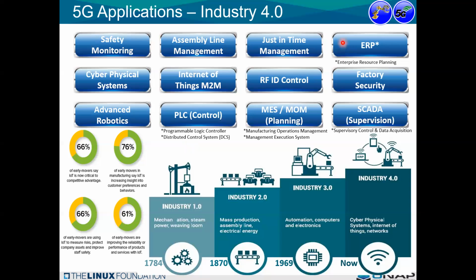ERP, enterprise resource planning, to allow the management and coordination of resources. Cyber physical systems, so augmenting people and integrating them into the factory. Machine-to-machine communications, of course, we'll talk about that in a second too. RFID controls, being able to have things ID'd as they come in to track parts and things in the factory. Factory security, so enhanced factory security when things are aware of each other.